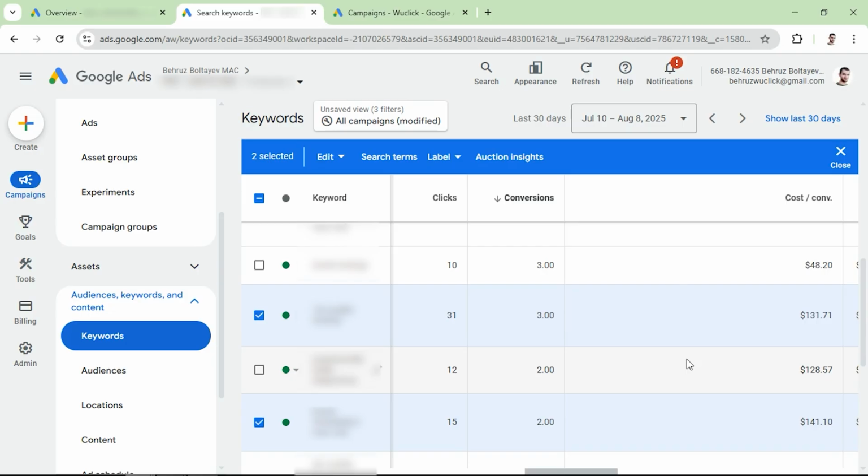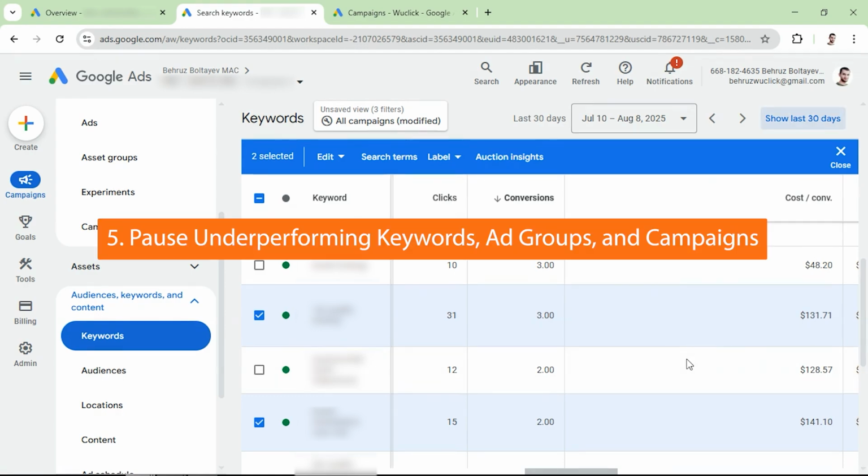But there were certain keywords which were generating lots of clicks and their cost per conversion were really high, like 200 plus in this industry. And if I have those kind of keywords, I would consider pausing those kind of keywords. But in your case, you can also analyze the list of keywords and pause the keywords which are generating higher cost per conversion.